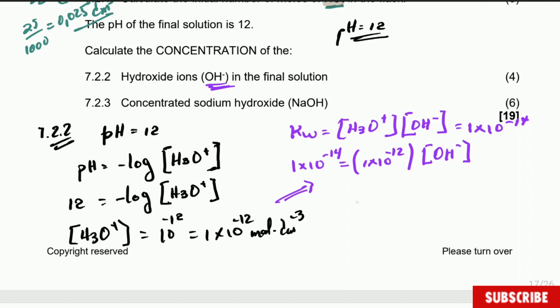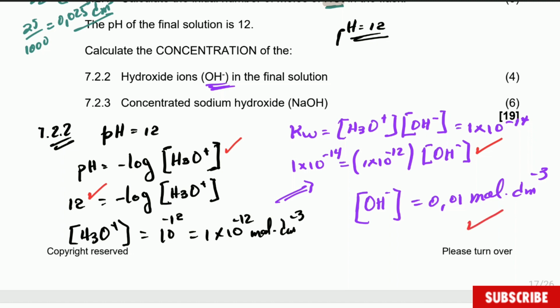When you rearrange this formula, you will get that the concentration of the OH minus is equal to 0,01 mole per cubic decimeter, and that is the answer. If you do this, there is one mark for writing the pH, one mark for substituting the 12, one for writing this substitution here, and one for the final answer, which will give you a total of 4 marks.